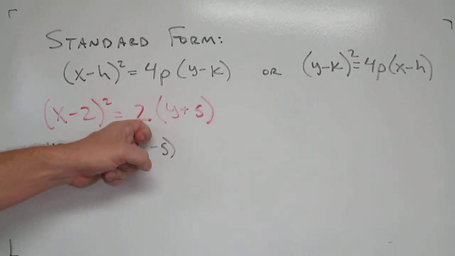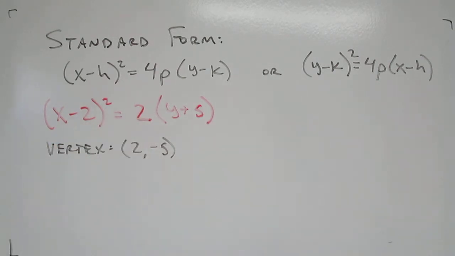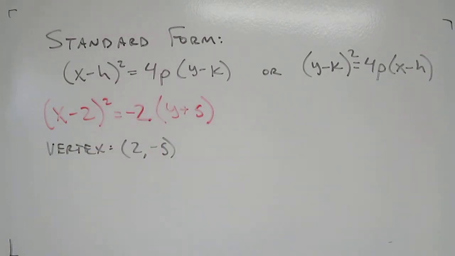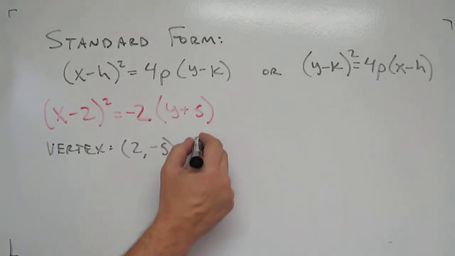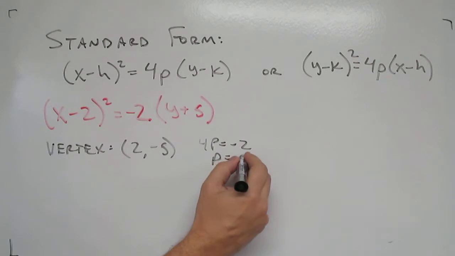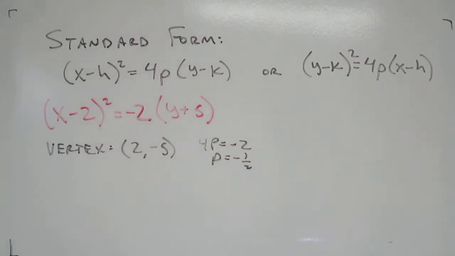I see that 4p is equal to 2. Actually, I want to change this because I want things to be a little bit different. So I'm going to make that negative 2. So if I said that 4p is equal to negative 2, p is going to be equal to negative 1/2. And we'll see where that's going to come in.